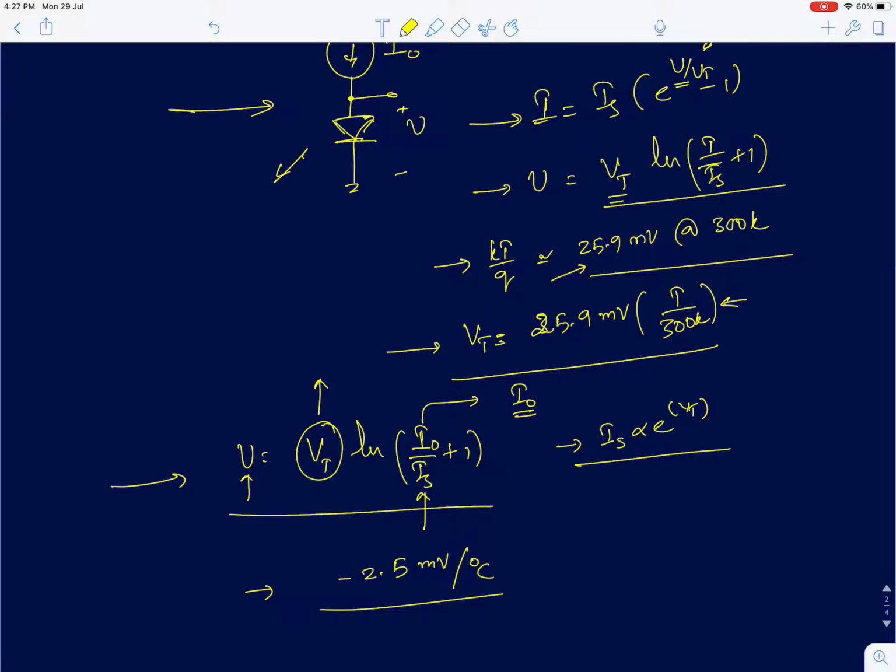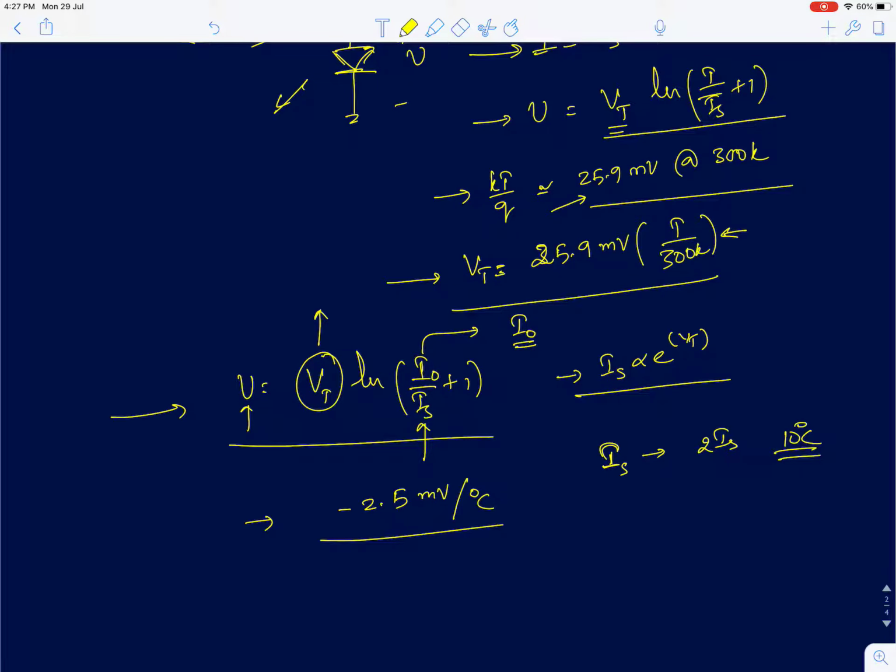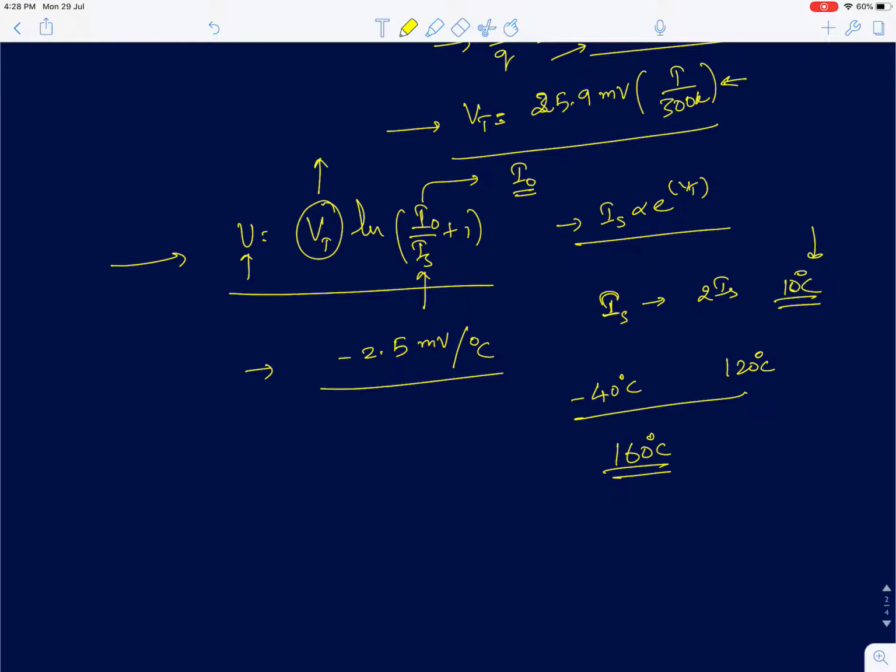In fact this stems from the fact that the reverse saturation current Is literally doubles for every 10 degrees increase in temperature. That is why I'll tell you how it has exponential dependence. For example, when you design integrated circuits, normally you design for a temperature range of minus 40 degrees to 120 degrees centigrade. So the total range of temperature you design your circuit for is roughly 160 degrees.